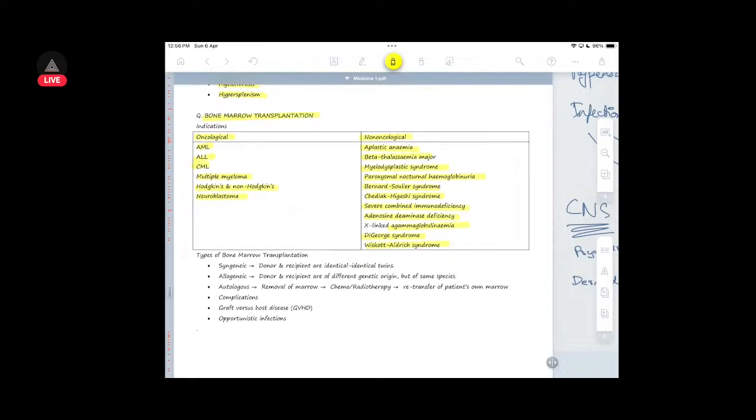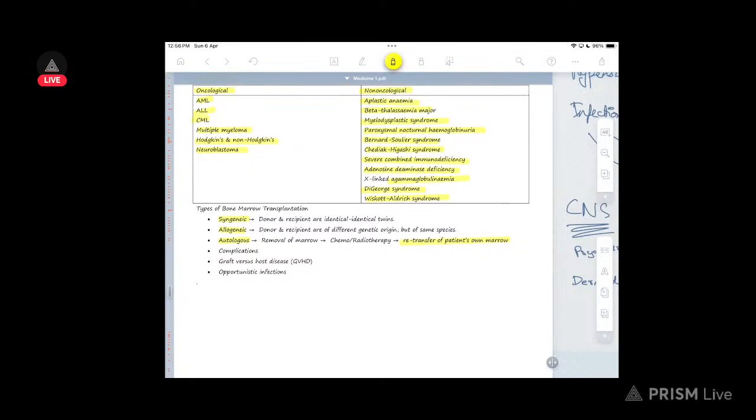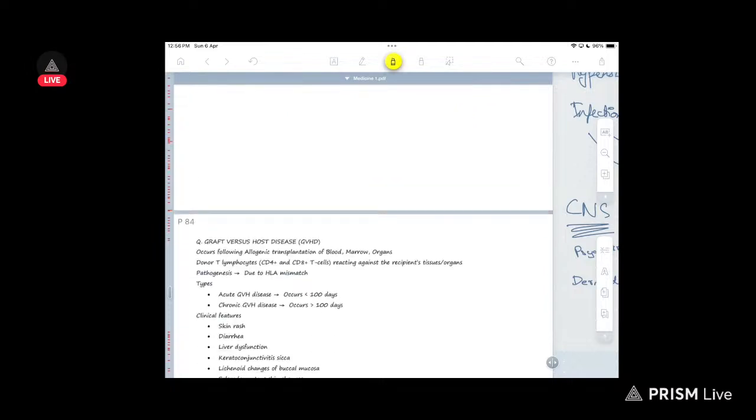So the types of bone marrow transplantation: syngeneic, where donor and recipient are identical twins. Allogenic, which is a different genetic origin but the same species. Autologous, which is removal of marrow, chemoradiotherapy, and transfer of the patient's own marrow. And you can have complications: graft versus host reaction and opportunistic infection.